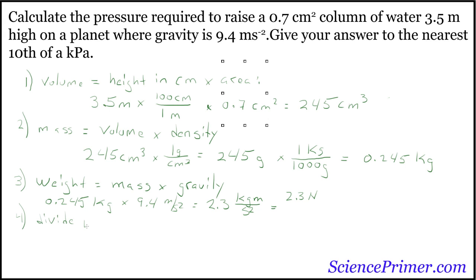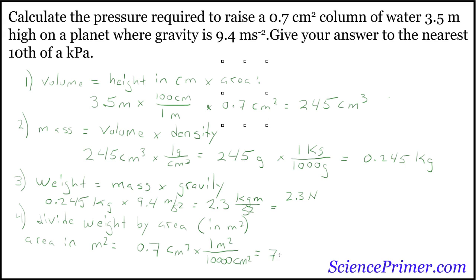And the final step is if we divide the weight by the area in meters squared, we'll get the answer. So to go to meters squared, we take the 0.7 square centimeters, divide by 10,000 to convert to meters squared, and we end up with 7 times 10 to the minus 5 meters squared.